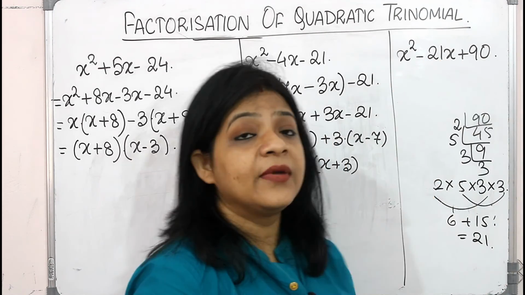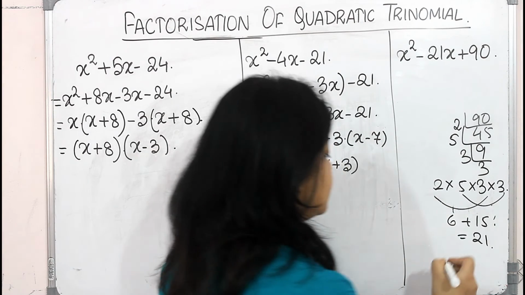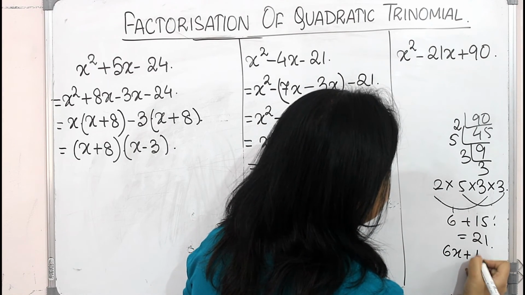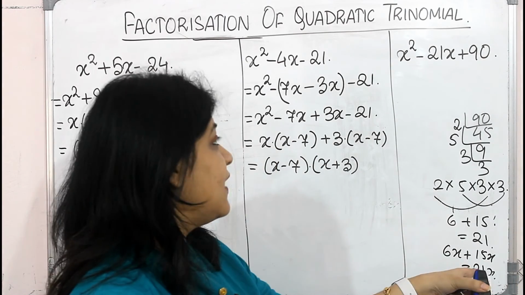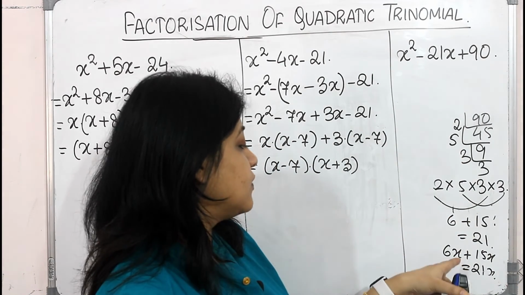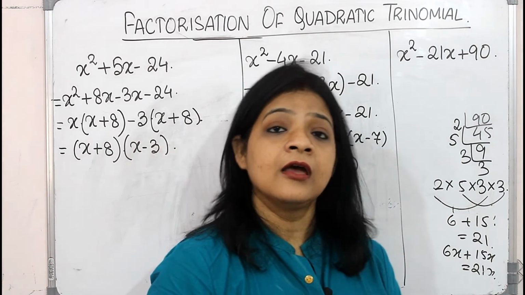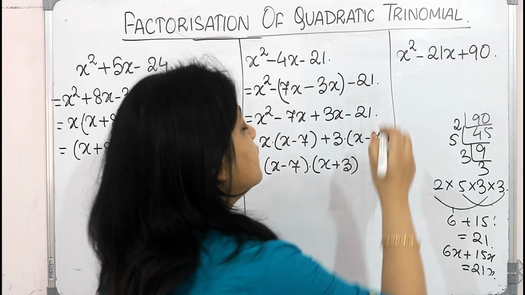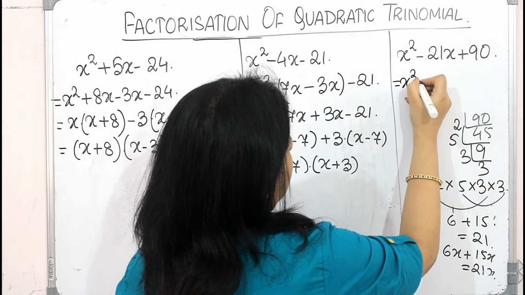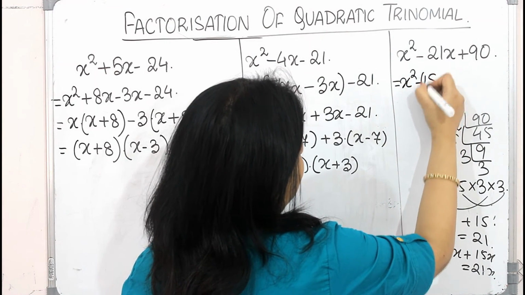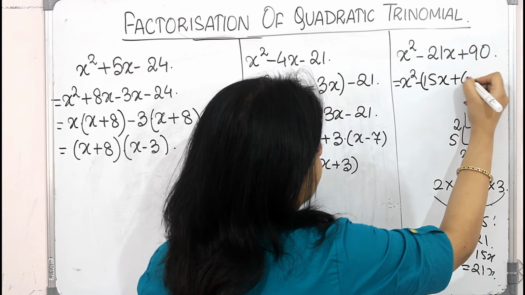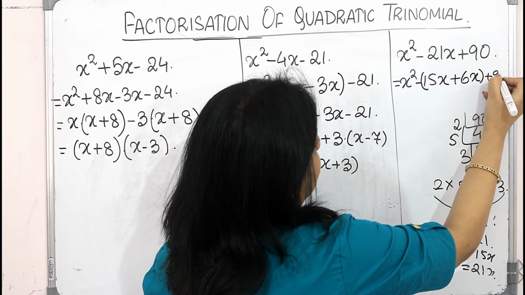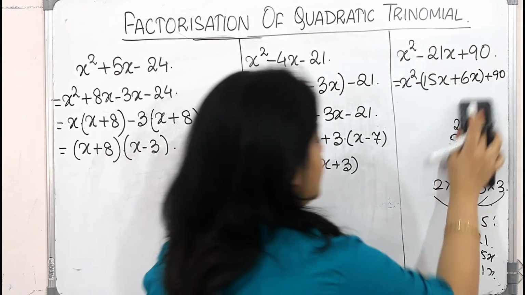So see here, the middle term is 21x. So 6x plus 15x equals 21x. In place of 21x, we are going to put 6x and 15x. So this will be x square minus 15x. Let's put it inside the bracket so that you don't make any mistake, minus 6x plus 90.